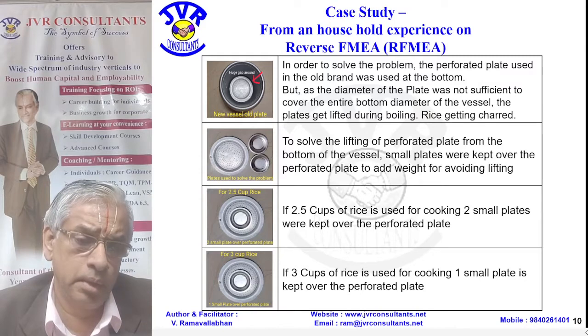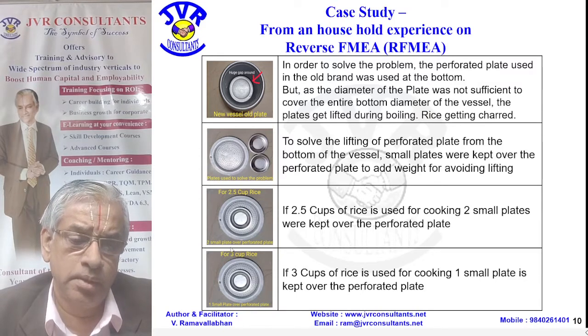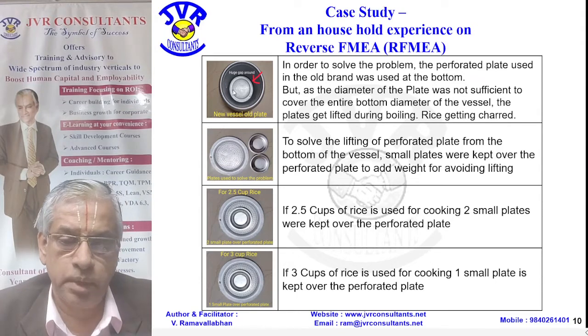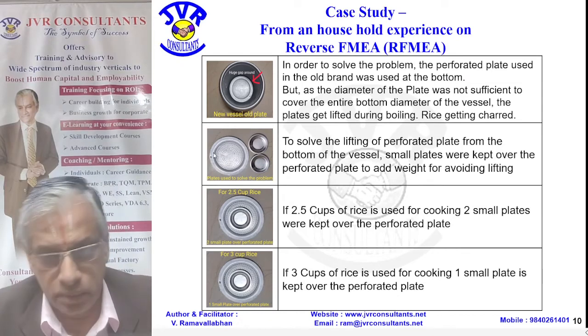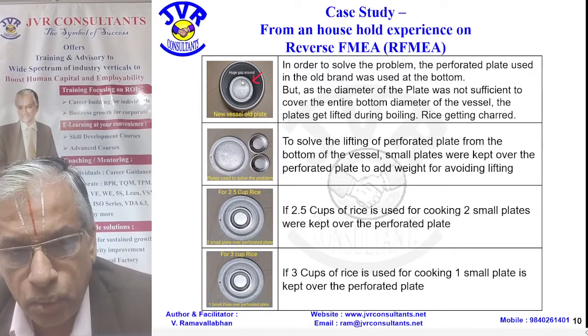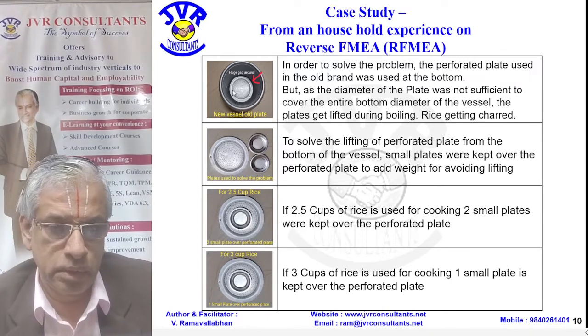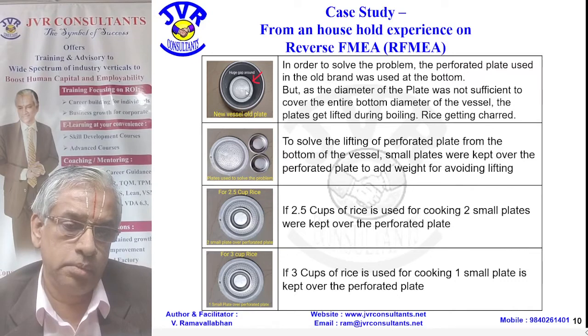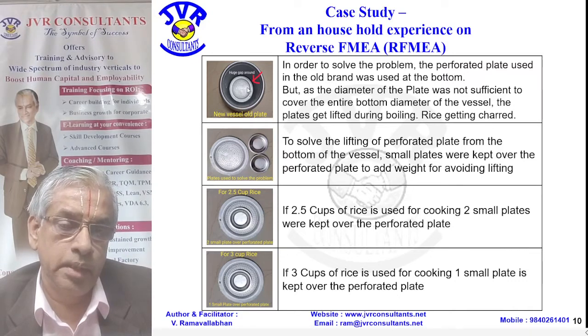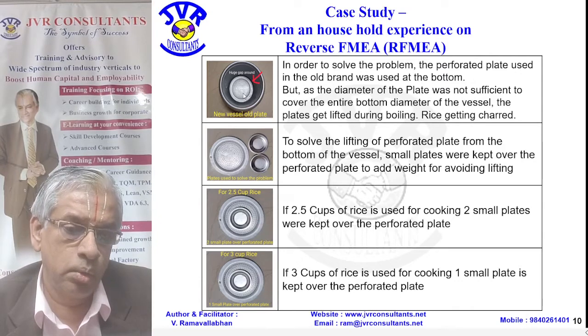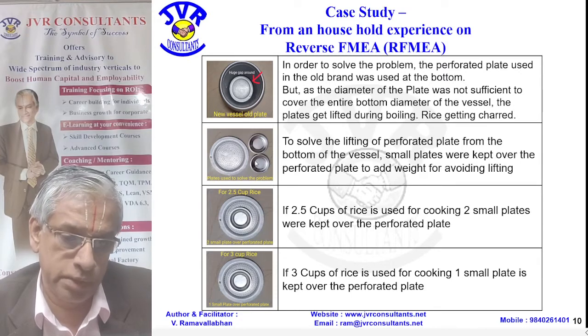Before this, I did some research. I took the old plate I had and tried to cook with it. What was happening? The diameter of the plate is very small, and the new bowl is bigger in size. So when the water is boiling inside, the plate gets lifted and the rice goes underneath, and once again it gets charred. In order to compensate with weight, I used these two small plates.